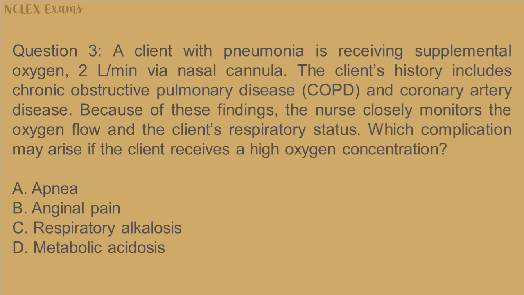Question 3. A client with pneumonia is receiving supplemental oxygen, 2 liters per minute via nasal cannula. The client's history includes chronic obstructive pulmonary disease (COPD) and coronary artery disease. Because of these findings, the nurse closely monitors the oxygen flow and the client's respiratory status. Which complication may arise if the client receives a high oxygen concentration? A. Apnea. B. Anginal pain. C. Respiratory alkalosis. D. Metabolic acidosis.